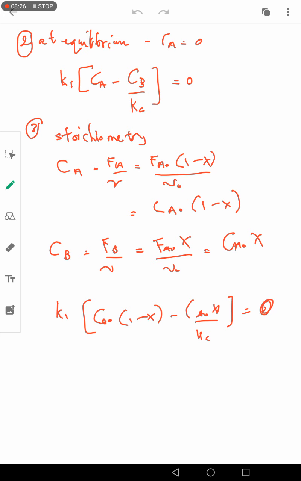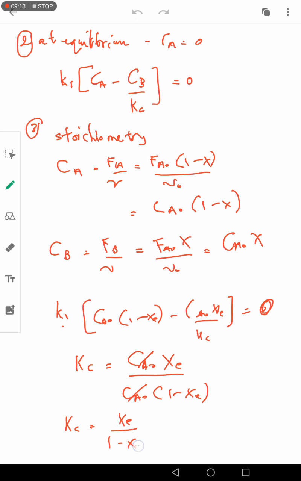sama dengan kosong kan. Untuk di equilibrium, X ni kita boleh letak as XE, means that X at equilibrium. So kalau kita rearrange actually, so nanti ni K1 equals to kosong. Jadi kalau kita rearrange, in the end akan dapat Kc equals to, so you better cancel out, so meaning that Kc equals to Xe over 1 minus Xe. Jadi kalau kita jadikan Xe as subject of equation, nanti ini you buat sendiri, in which you are going to get Xe equals to Kc over 1 plus Kc.